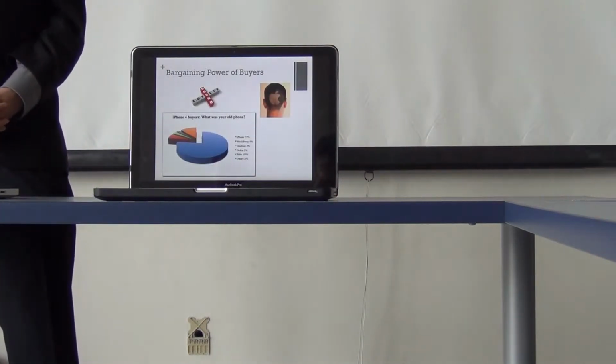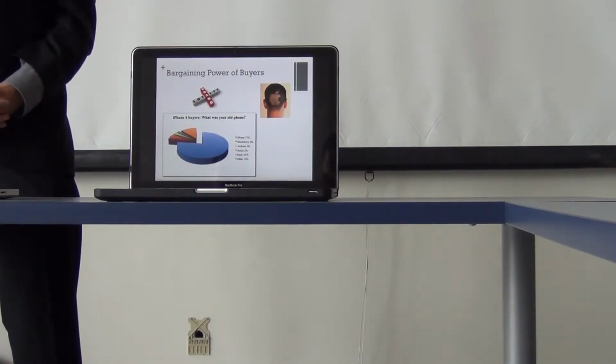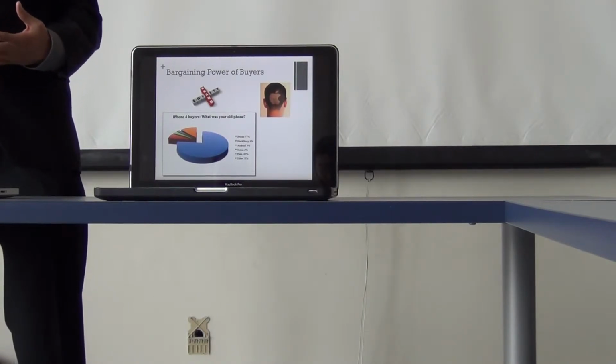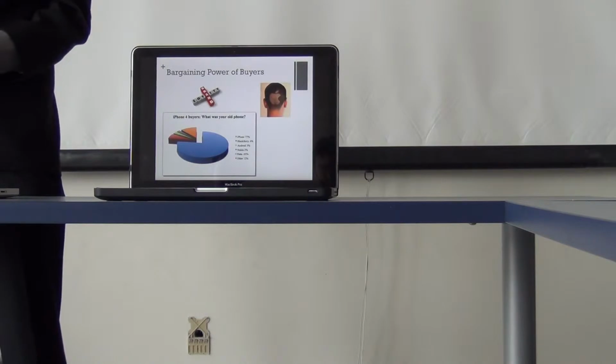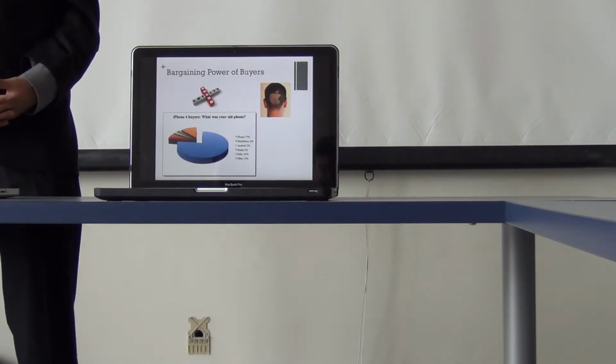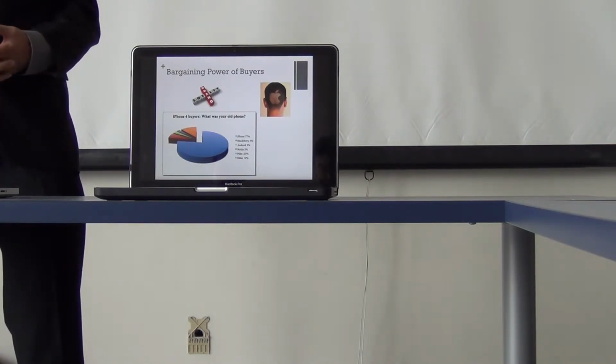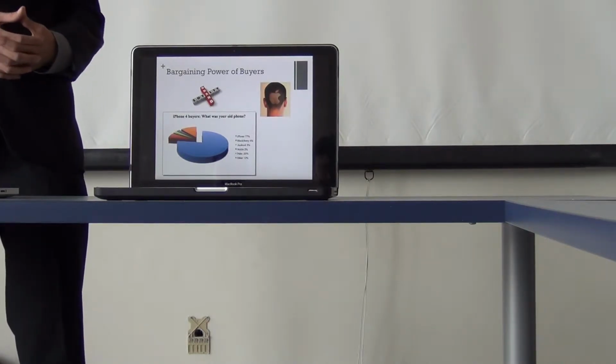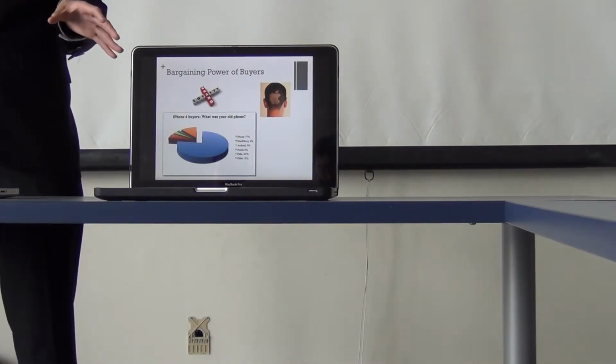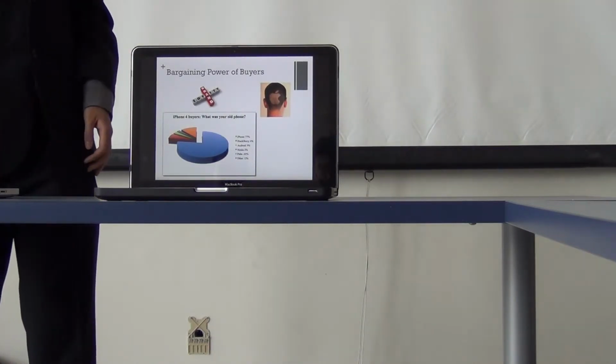The other part of Porter's forces is bargaining power of buyers. This isn't really a problem for Apple because of brand loyalty. Apple can pretty much charge any price it wants. As you can see from this pie chart, in a recent survey of iPhone 4 buyers, 77% of them said that their last phone was an iPhone. So it shows that Apple customers don't really switch from an iPhone to a Nokia to a BlackBerry. They just stick with an iPhone.